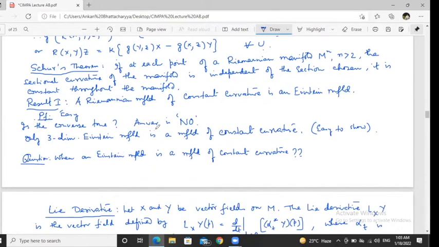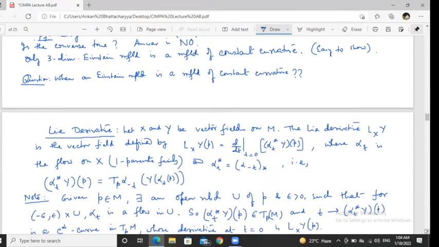Now, is the converse true? The answer is no. Only a three-dimensional Einstein manifold is a manifold of constant curvature, and it is also easy to show. Another very important question is when an Einstein manifold is a manifold of constant curvature. You can try to find it.